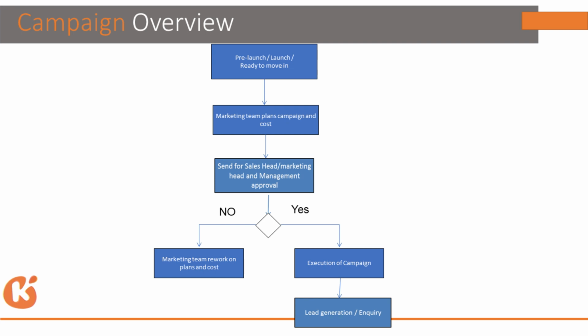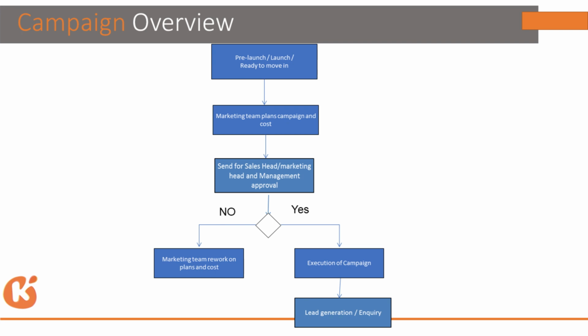Now this is the overview. First, your campaign is going to launch, then the marketing team plans the campaign and the cost. Campaign cost is maintained accordingly, and then it is sent to the sales head and marketing for approval, and then teams start working on the plan, cost, and execution of the campaign.